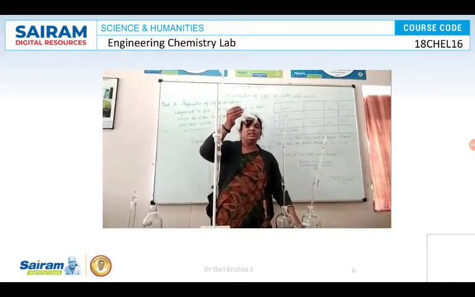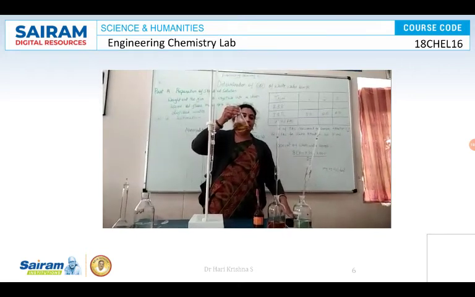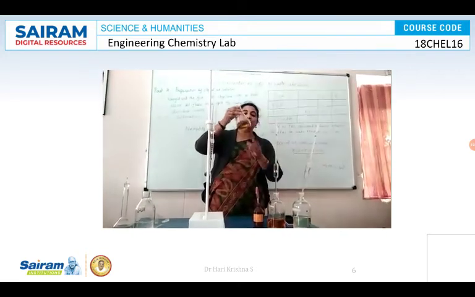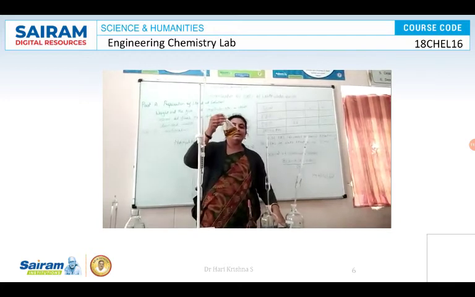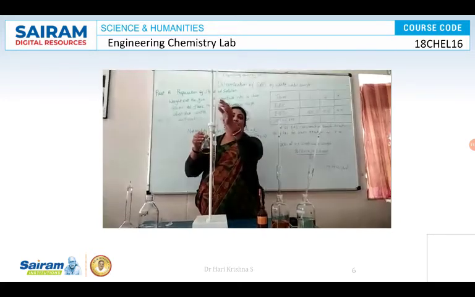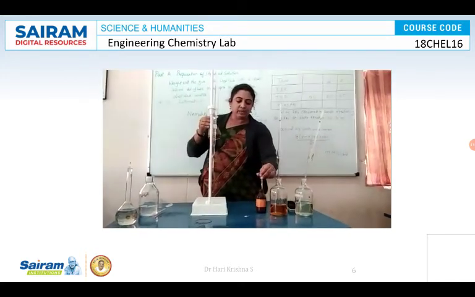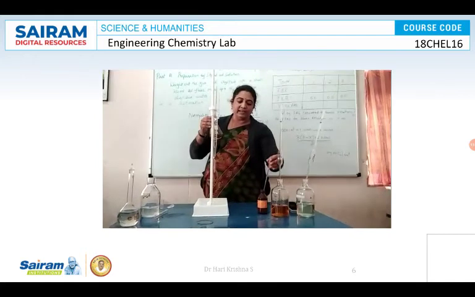Now you will get an initial color like this. This is called a dirty green color, or also a bluish green color. Now we have to titrate against the standard FAS solution taken in the burette until we get a reddish brown color, almost similar to the indicator color.